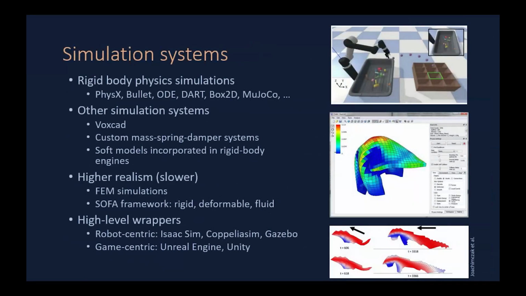When it comes to simulations, it's been very popular in the past to use rigid-body physics simulations, and that's also still very popular. But there are other types of simulators, like finite element type methods that can be used to simulate soft and hard materials together. VoxCAD has been a very popular simulator for these voxel robots. Or you can have some kind of mass-spring-damper system like this one on the right.